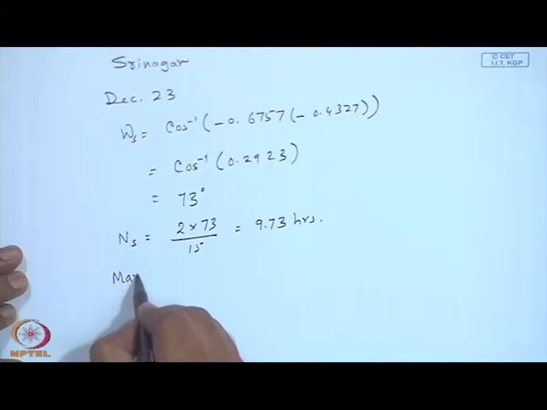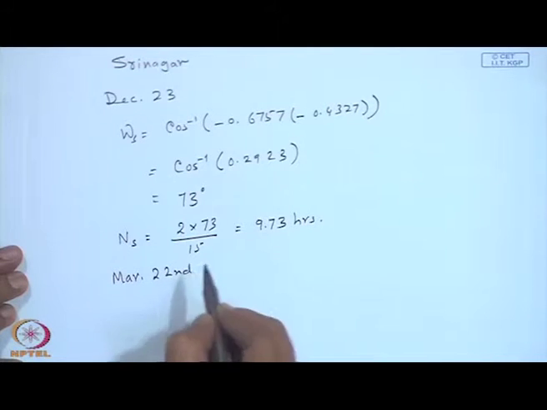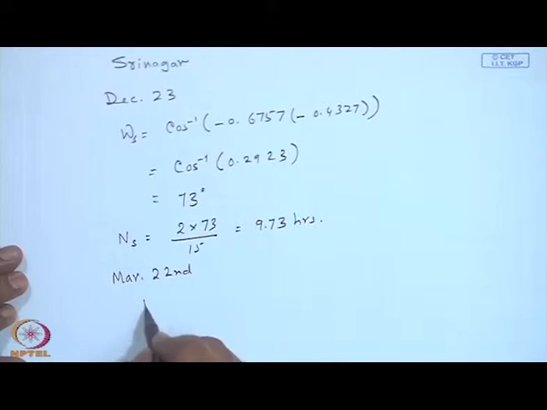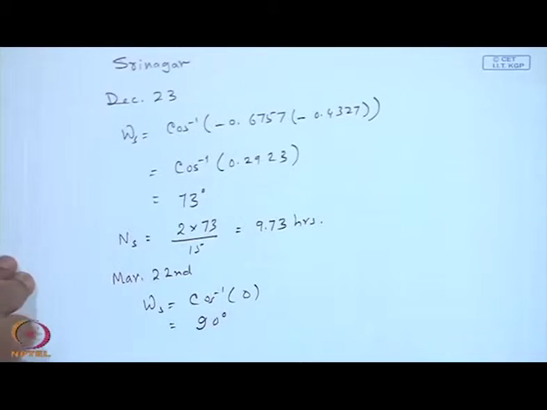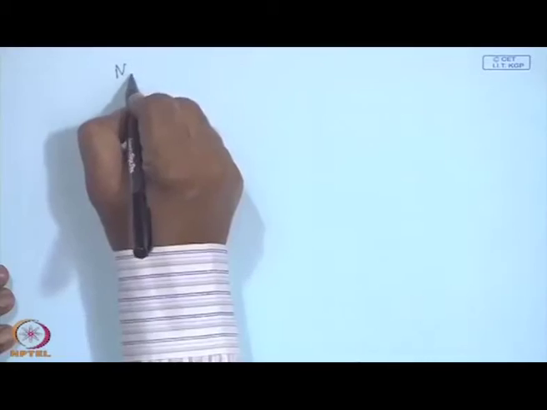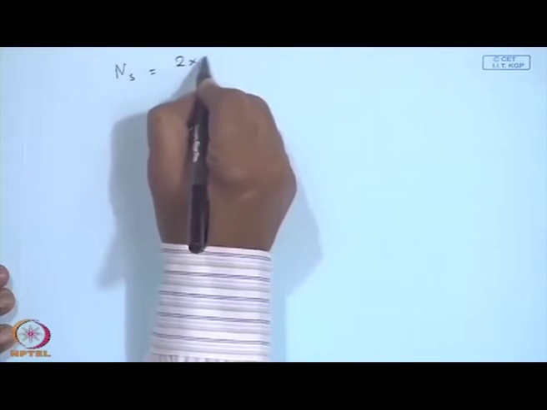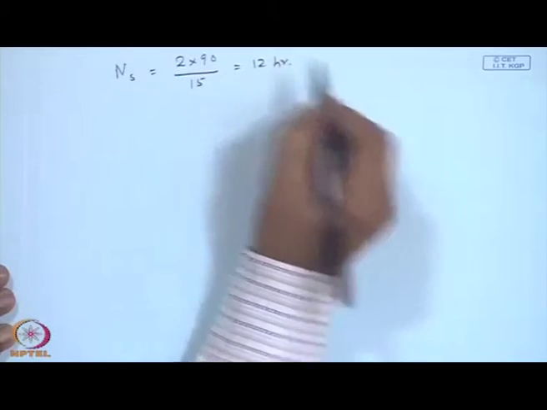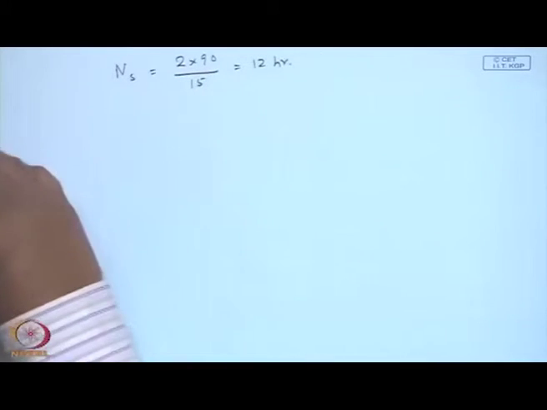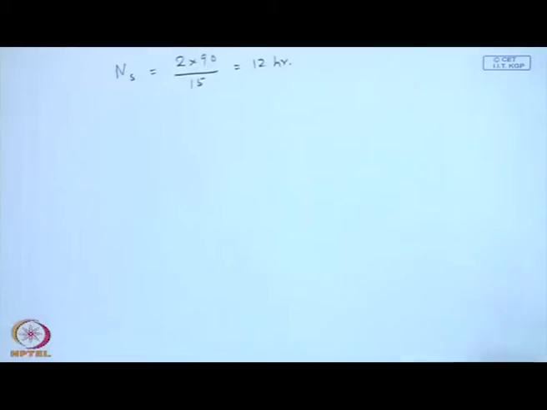March 22nd, and since delta is 0, omega s is cos inverse of 0, which should be equal to 90 degrees, and the number of sunshine hours N s will be 2 times 90 by 15, which should be equal to 12 hours. You have an equal day and night on the equinoctial day.